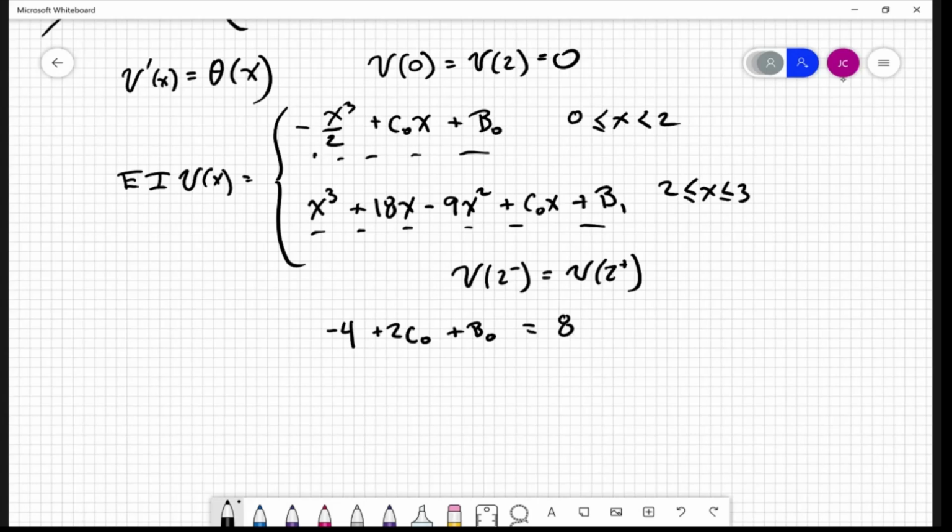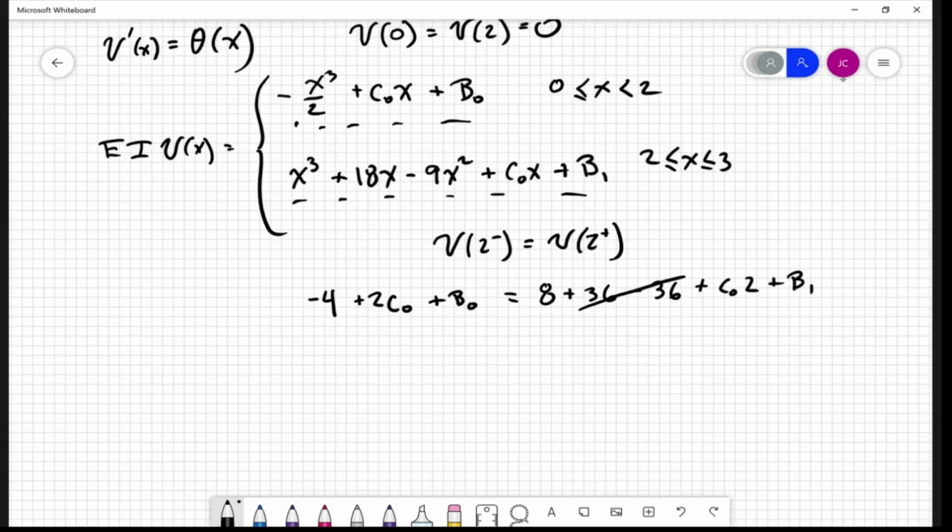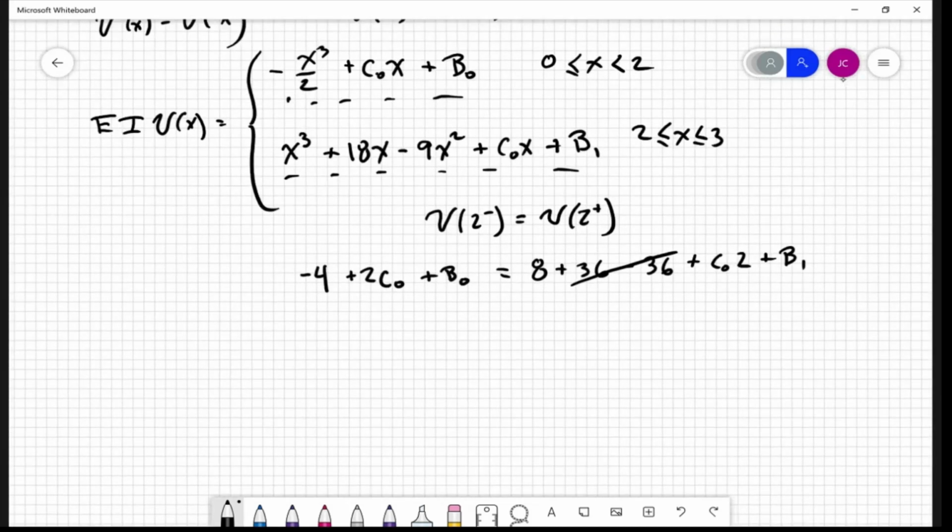8 plus 36 minus 4 times 9 is also 36, right? Minus 36, so that's cool. Plus C0 times 2 plus B1, right? So these cancel out at least. And what do I get here? Oh, and these cancel out. That's good. So this is not too bad.